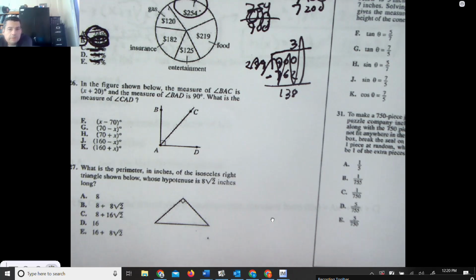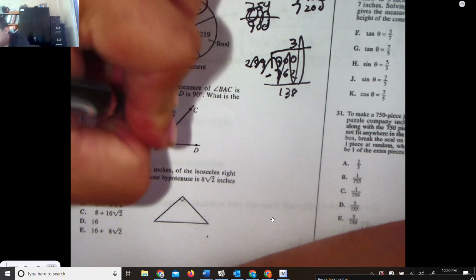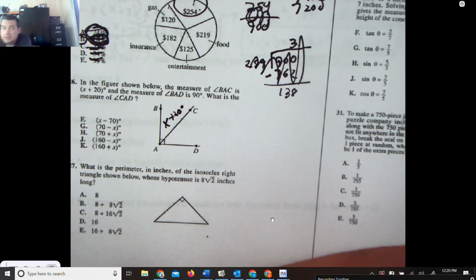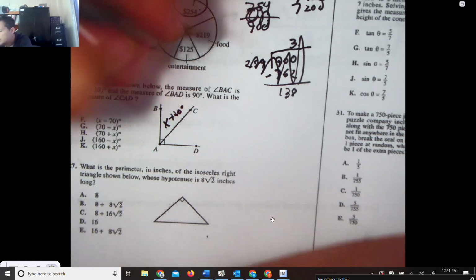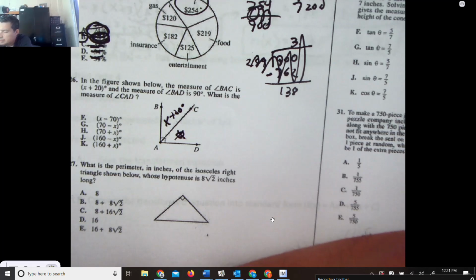In the figure shown below, the measure of angle BAC is x plus 20 degrees. I'm going to put that on my little thing. B to A to C is x plus 20 degrees. The measure of angle BAD is a 90-degree angle. What is the measure of angle CAD? They want this guy. And we don't have a clue what it is. Do they tell us anything else?